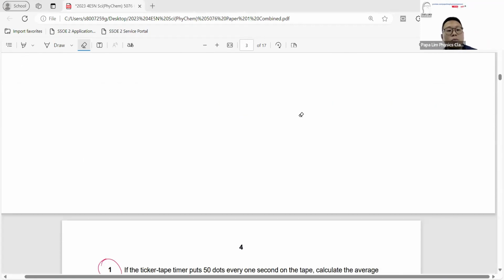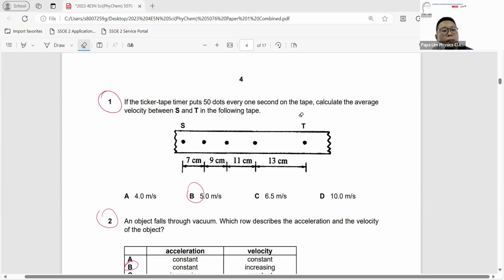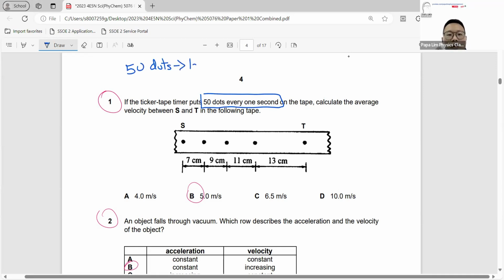For question 1, we refer to the ticker tape timer. For the ticker tape timer, the important thing is this: 50 dots per second. This information tells us the time for 50 dots is 1 second, which gives us 1 dot is 0.02 seconds. This means the time taken to stamp this particular dot is 0.02 seconds.